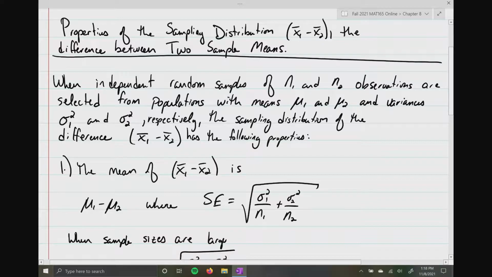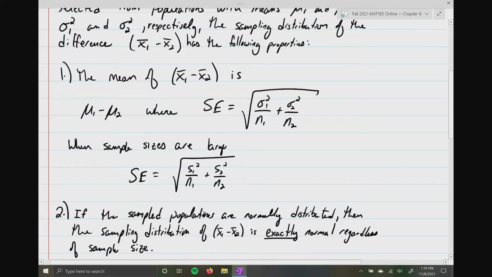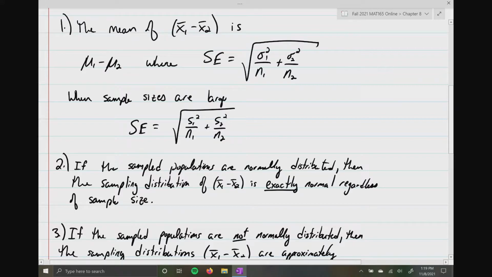So when independent random samples of n1 and n2 observations are selected from populations with means mu1 and mu2, and variances variance 1 and variance 2, respectively, the sampling distribution of the difference between the means has the following properties. Number 1, the mean of x bar 1 minus x bar 2 is mu1 minus mu2, and the standard error is equal to the square root of the variance for population 1 divided by n1, plus the variance for population 2 divided by n2.